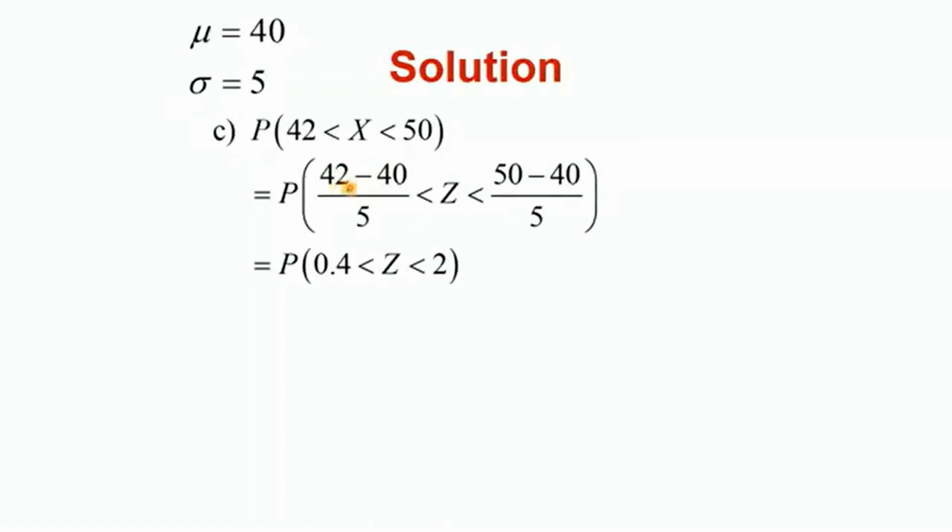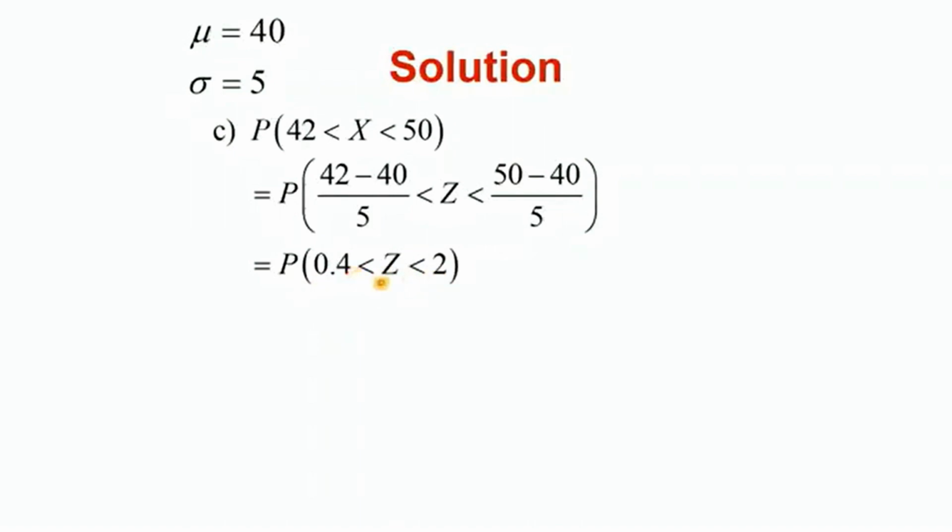Then we have z between (42 minus 40) divided by 5. You can see the 42 comes here and 50 here. Both minus mean is 40, and both divided by standard deviation is 5. Then if you calculate these two values, z will be between 0.4 and 2.